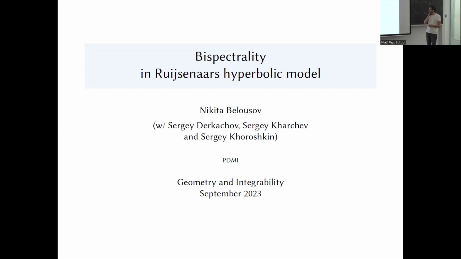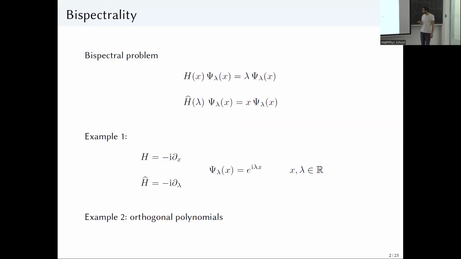Everything I will say will be based on our recent work with Sergei Dekachov, Sergei Kharchov, and Sergei Kharoshin. First of all, what is the bispectral problem in general? This is a situation when some eigenfunction of the quantum model solves two spectral problems simultaneously.